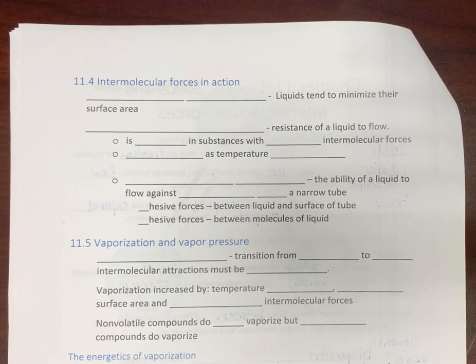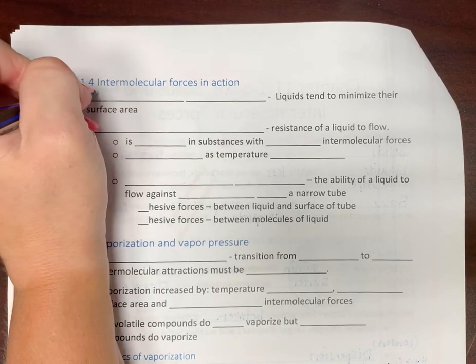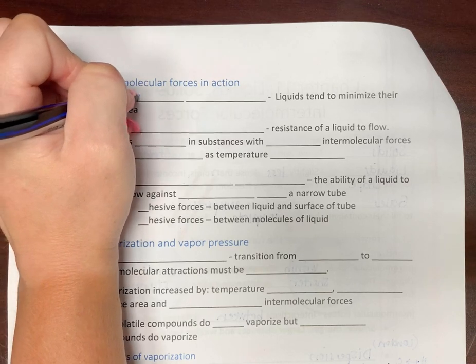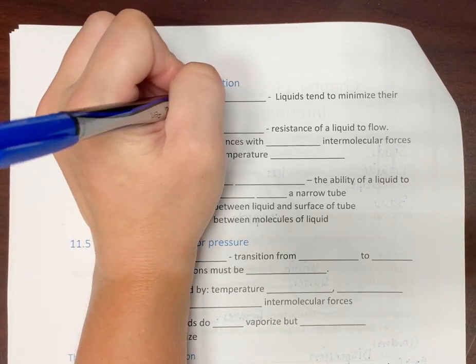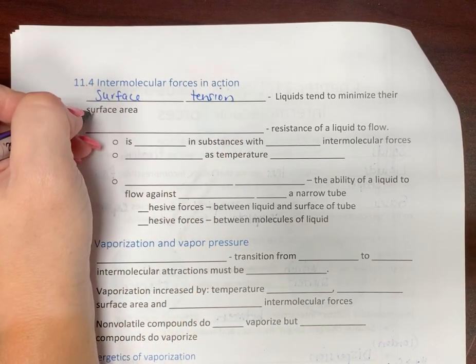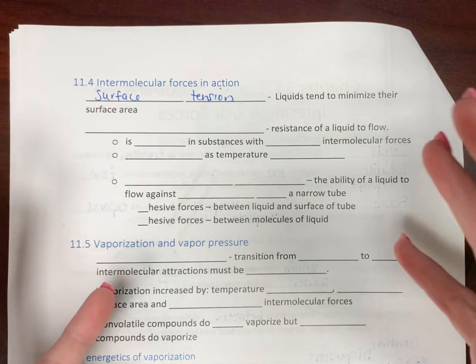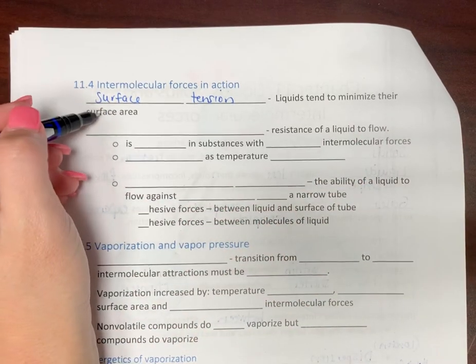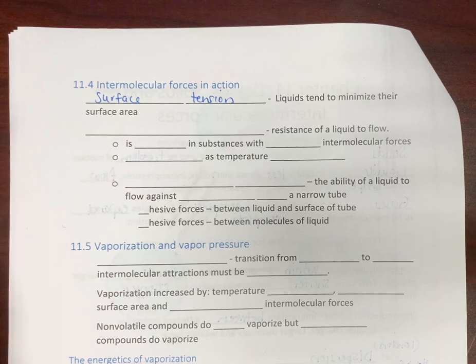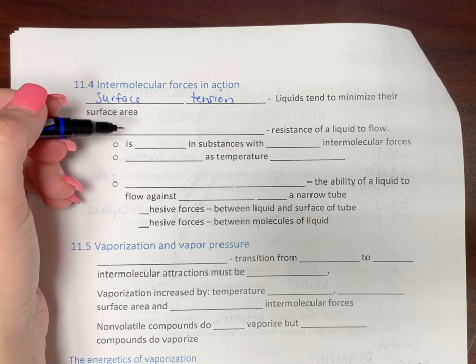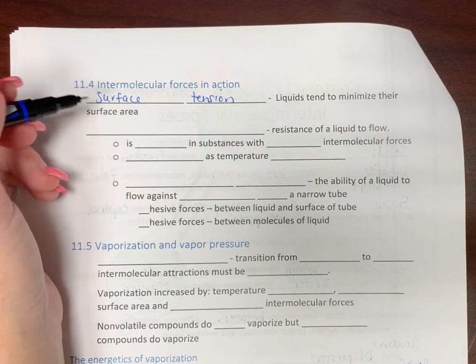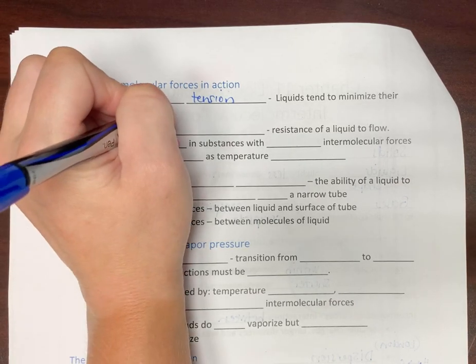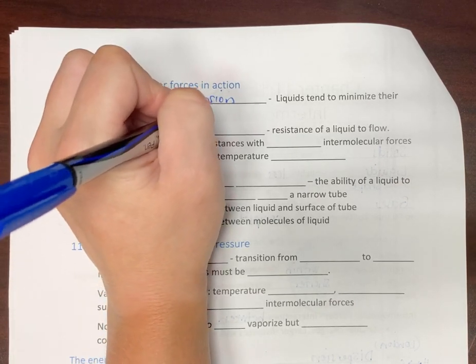Let's talk about how, now that we've gone over what the intermolecular forces are, they apply to real life. So the first thing we're going to talk about is something called surface tension. Liquids tend to want to stick together to minimize the surface area that's exposed to air. What that does is create a kind of skin.